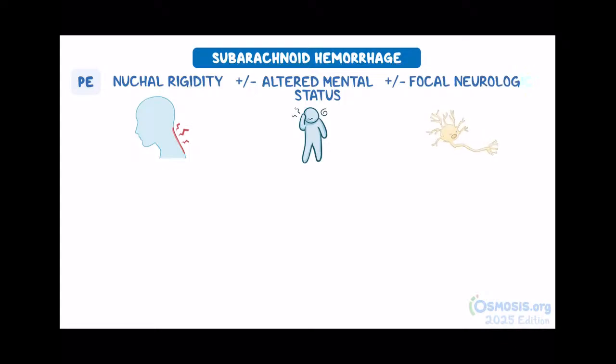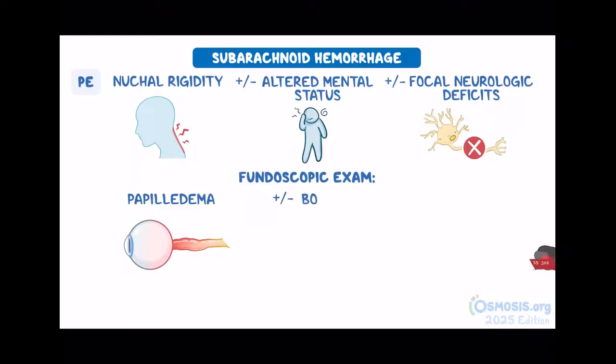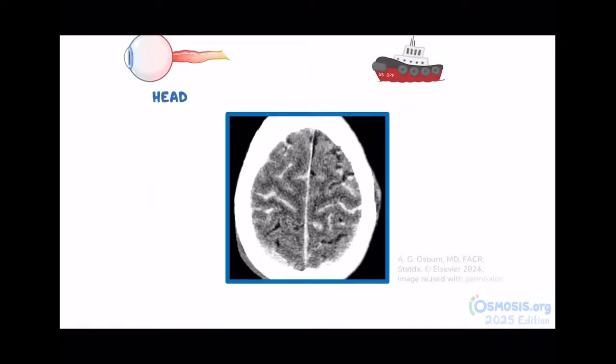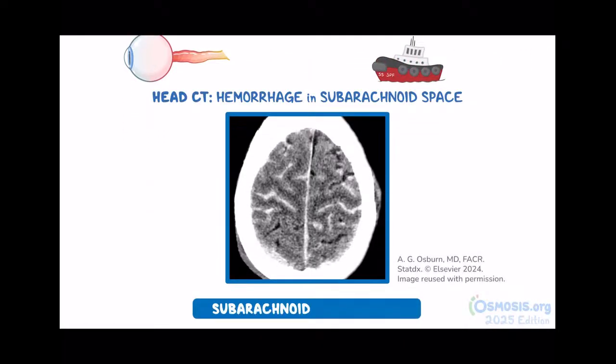The physical exam reveals nuchal rigidity, possibly in combination with an altered mental status and focal neurologic deficits. Additionally, the fundoscopic exam reveals papilledema with or without a boat-shaped hemorrhage called a subhyaloid hemorrhage. Finally, if the head CT reveals a hemorrhage in the subarachnoid space, diagnose subarachnoid hemorrhage.